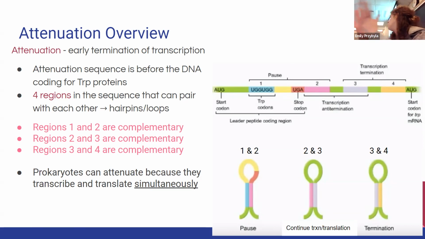Since 2 is hairpinned with 1, it can't hairpin with 3. Which means 3 is then free to hairpin with 4. So 1 and 2 are hairpinned. In this case, 2 and 3 are not hairpinned, and then 3 and 4 hairpin. When 3 and 4 hairpin, it mechanically, physically rips the mRNA out of the RNA polymerase. Effectively, you yank it out, and then you just have this little segment of weirdness that gets degraded.